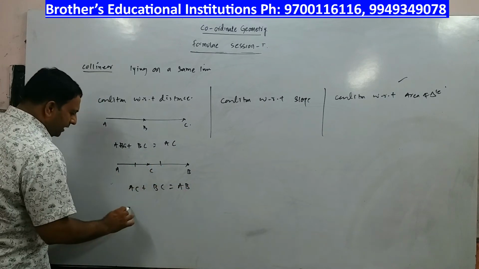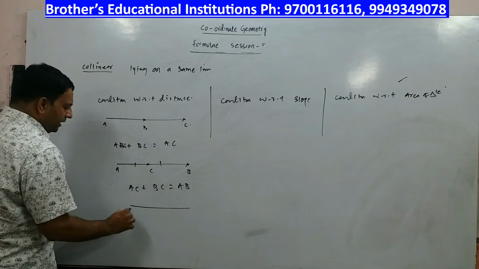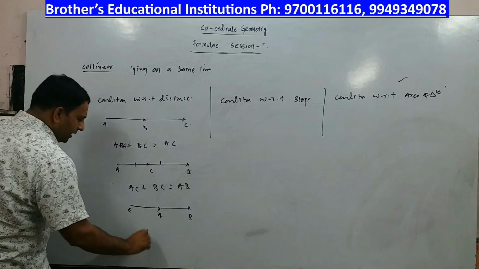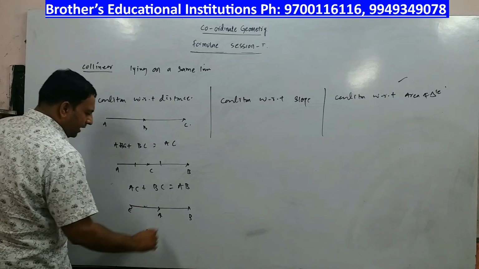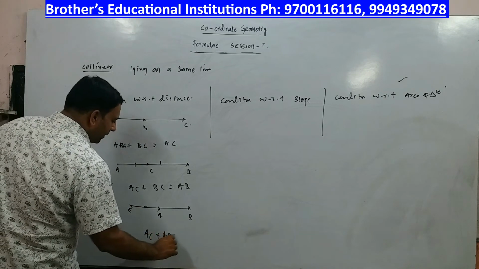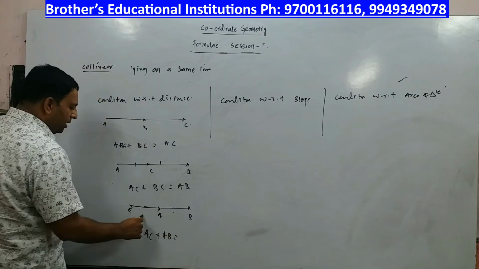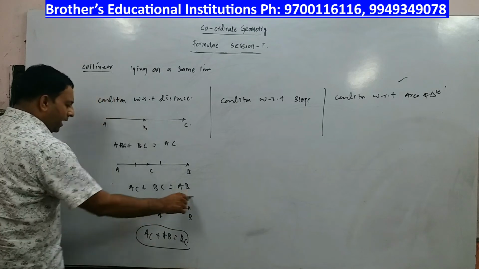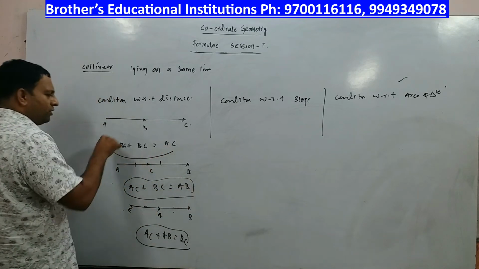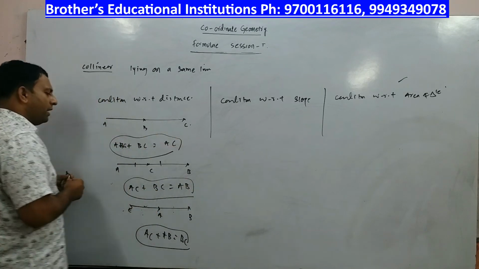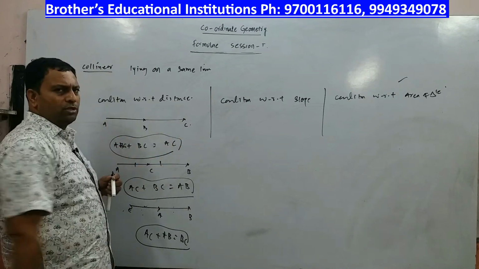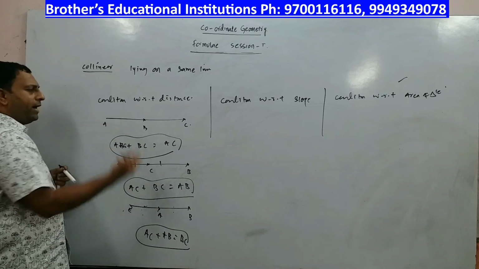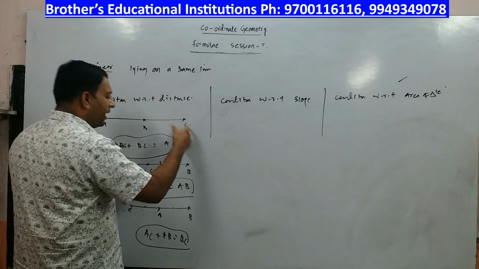Now, if this point C is coming here and A is in between and they are collinear, then what will you write? AC plus AB is equal to BC. So, we do not know which point is lying where. Based on the position, the condition will change. But what is important is sum of two distances is equal to third one. So, this is the condition to say that the given 3 points are collinear.